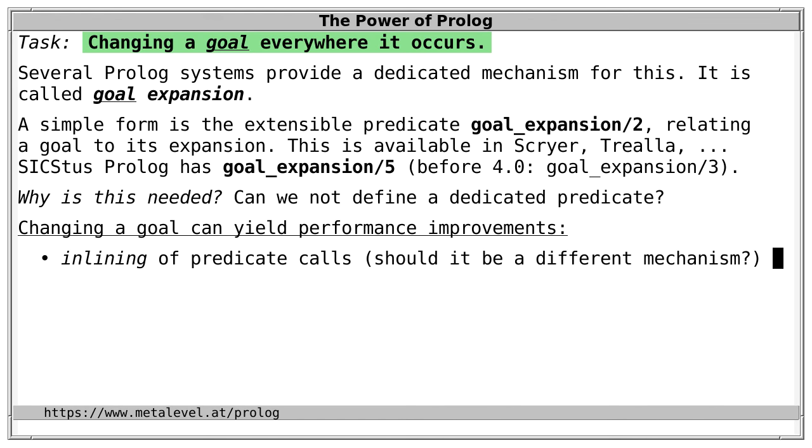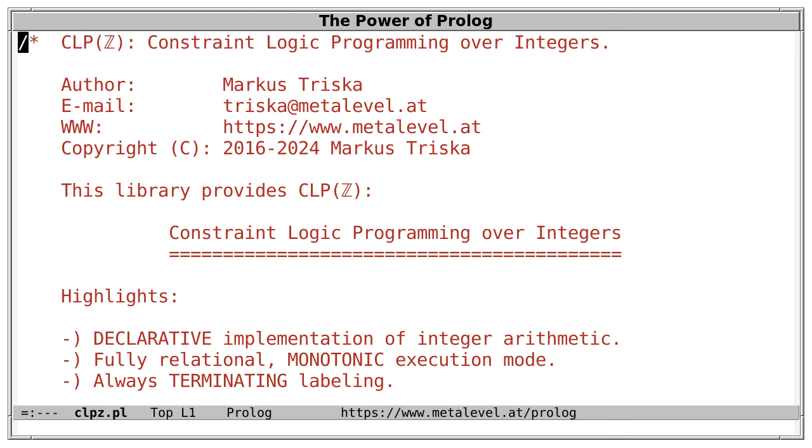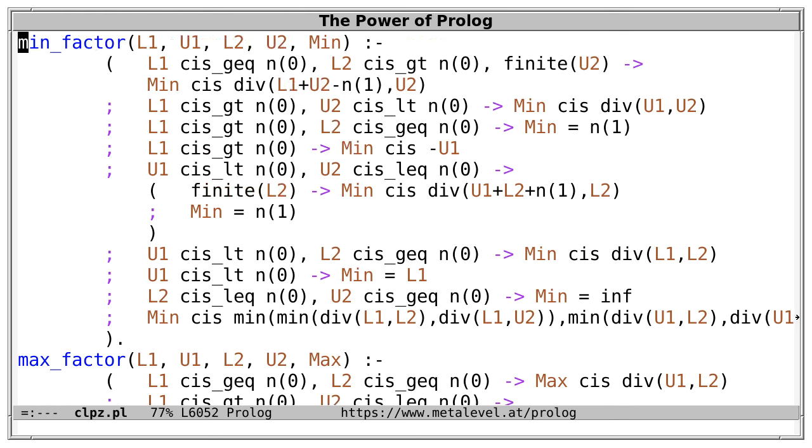In any case, it's something that can be expressed with goal expansion. Another use case is partial evaluation. And we can see many examples of this also in the CLP(Z) library. For instance, let's consider this predicate, min factor, and specifically this goal. Which predicate is used here?